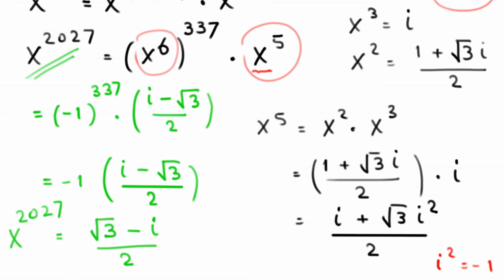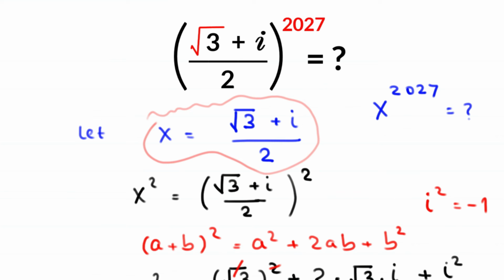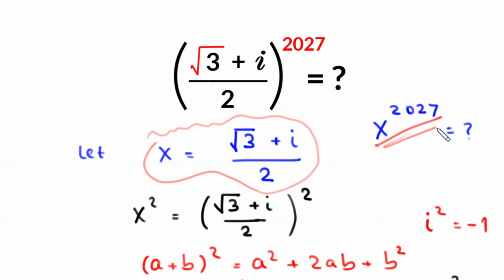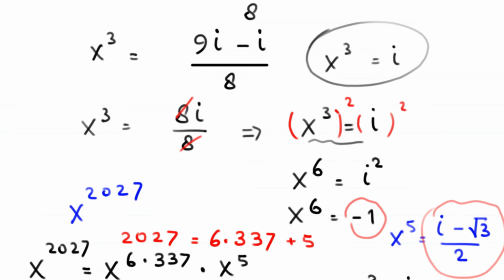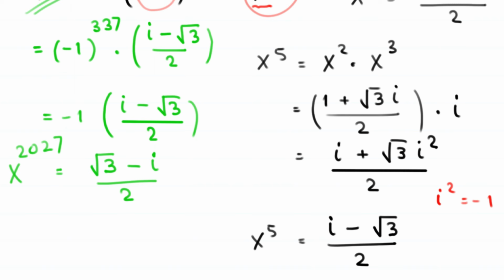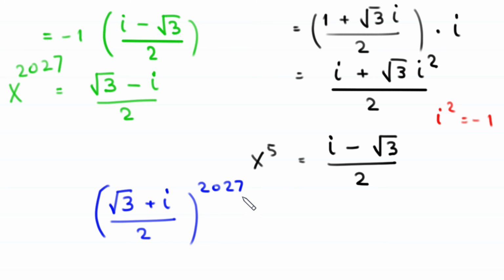Since we have supposed that x to the power 2027 equal to this given expression, the given expression (root 3 plus i divided by 2) whole power 2027 is equal to root 3 minus i divided by 2. This is the final answer of this problem.